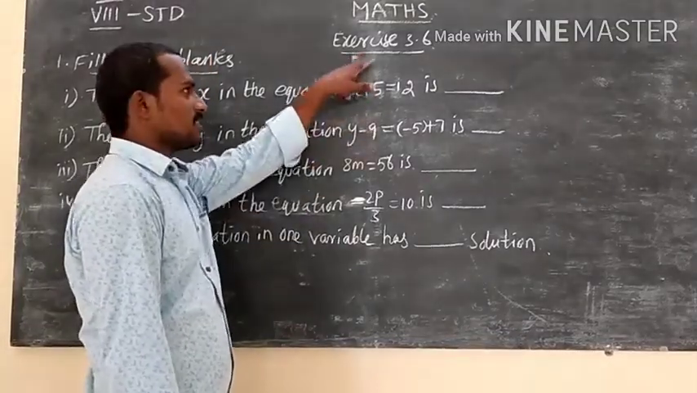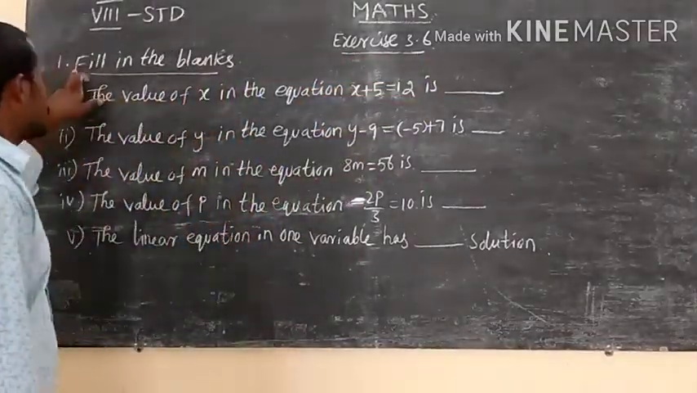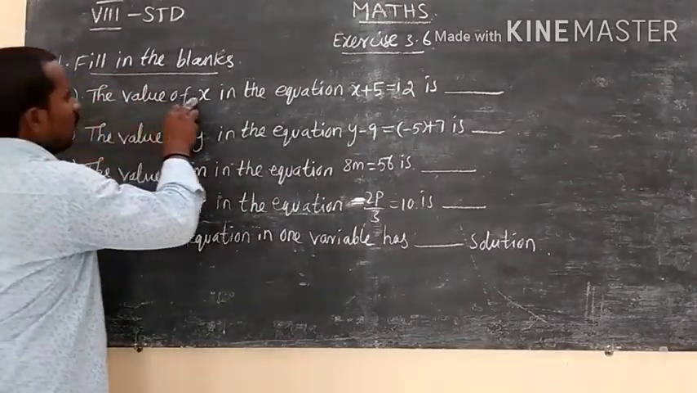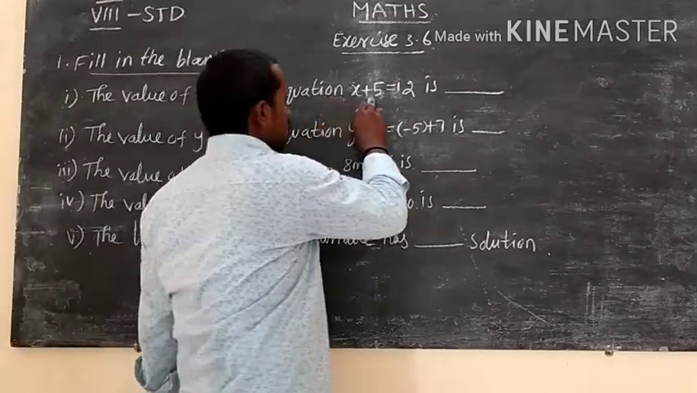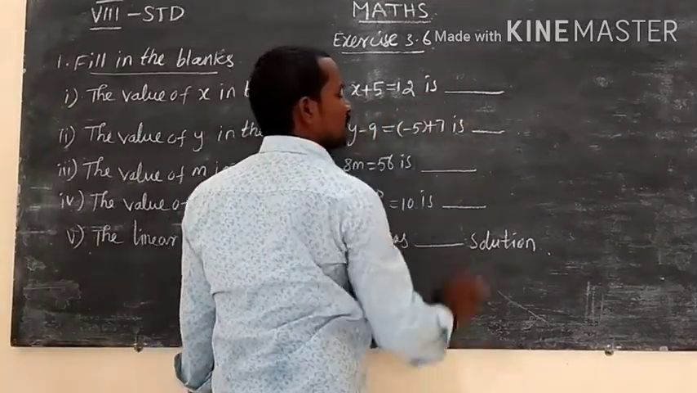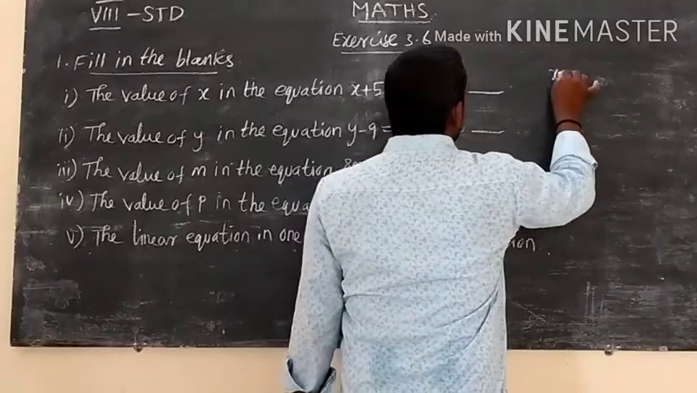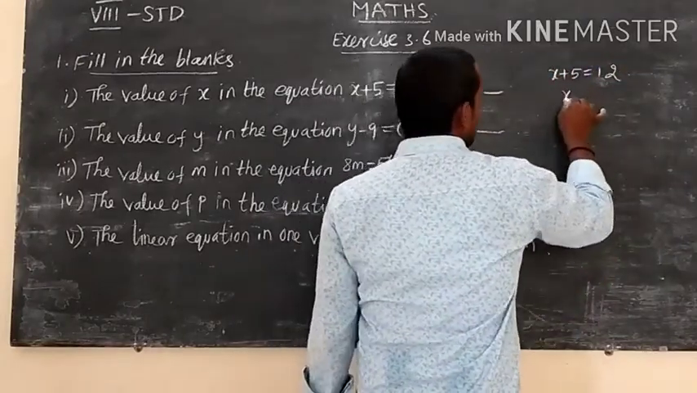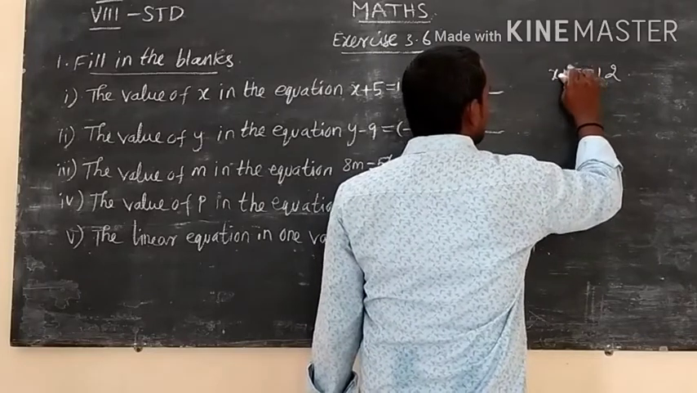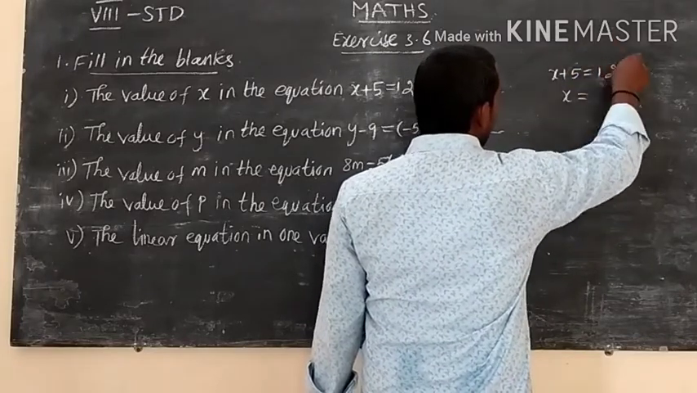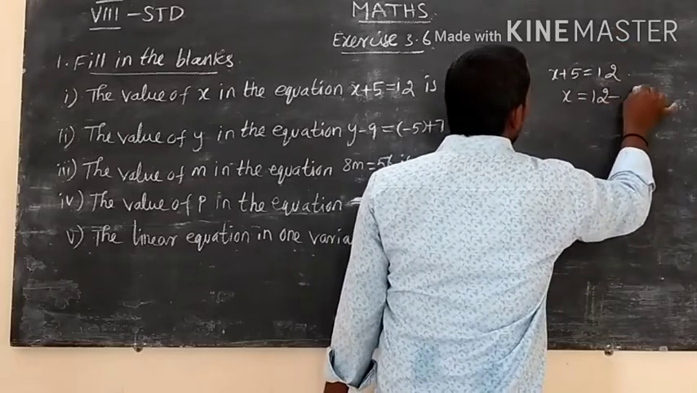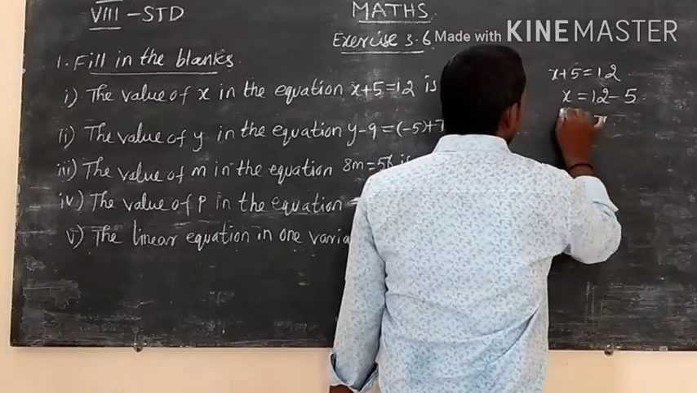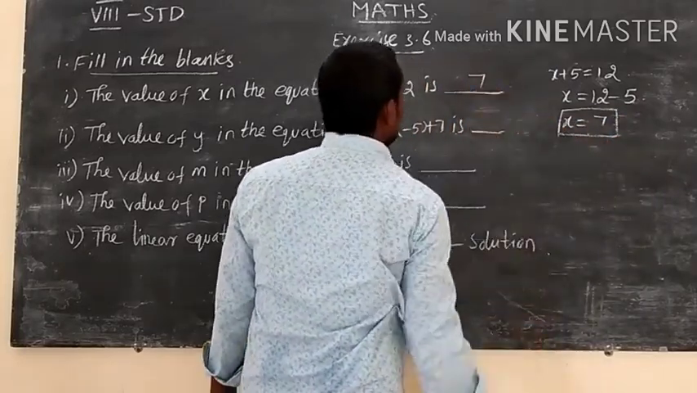Okay, dear students, Exercise 3.6. First question, fill in the blanks. The value of x in the equation x plus 5 equals 12 is dash. Find the value of x. x plus 5 equals 12 is the given equation. Making the transposition, the 5 on the left hand side goes to the right hand side. So x equals 12 minus 5, which is 7. The value of x is 7.